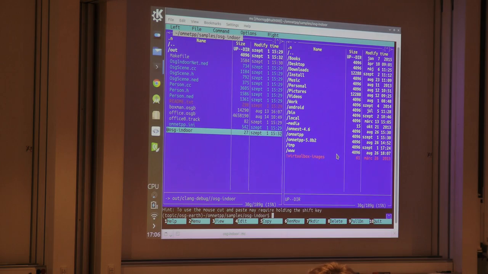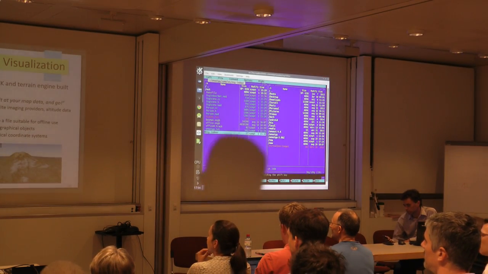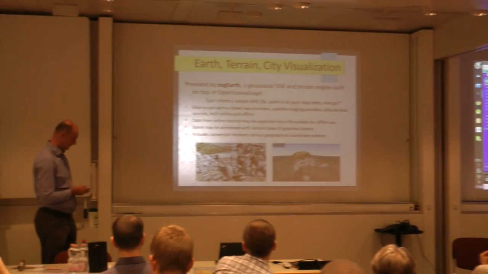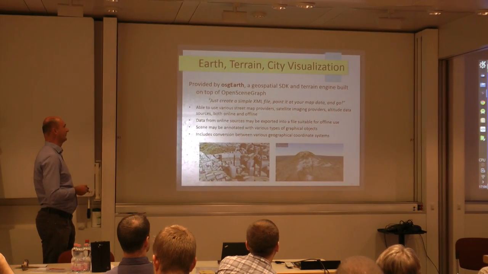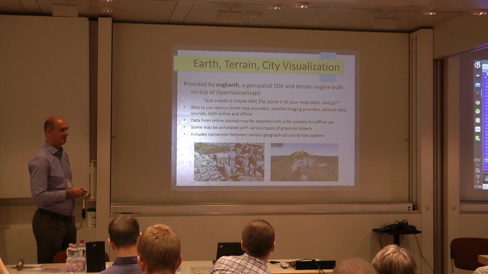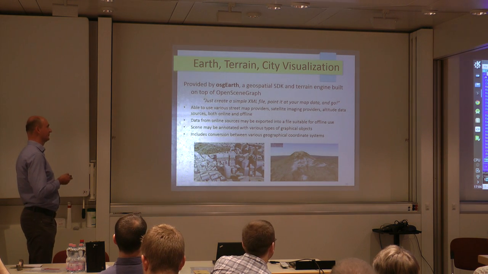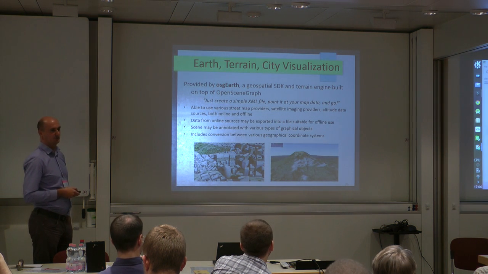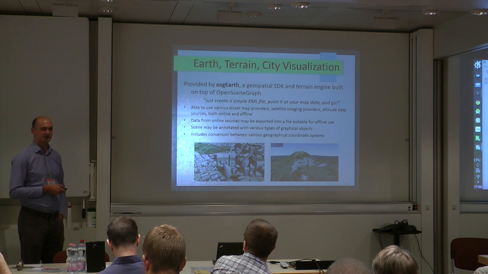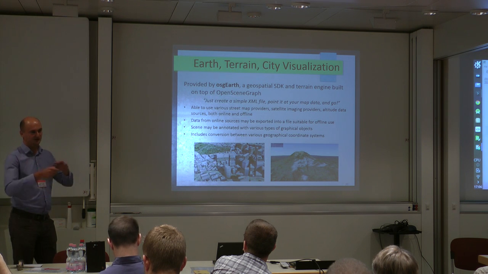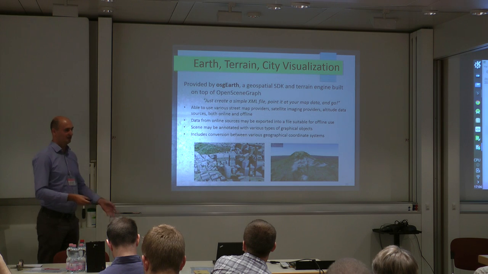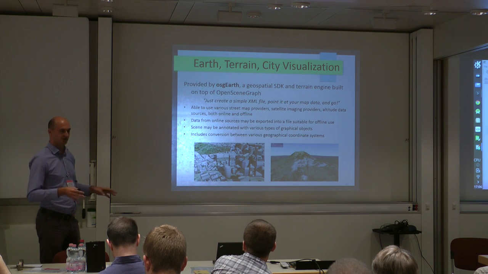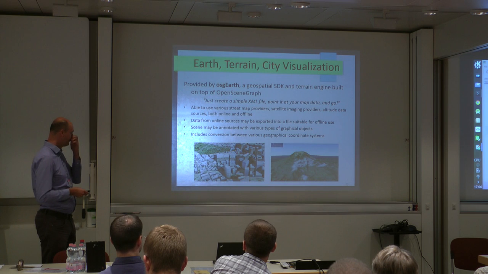Anyway, so that's nice, but what about terrain, earth, and city, and these kind of things? So, luckily, OpenSceneGraph is very popular, and there is an extension on top of it called OSG Earth. And it's kind of nice, if you start its demos, it looks just like Google Earth. So you see the globe, you can zoom in, you can pan, and if you zoom in, the satellite photos get more detailed and so on.